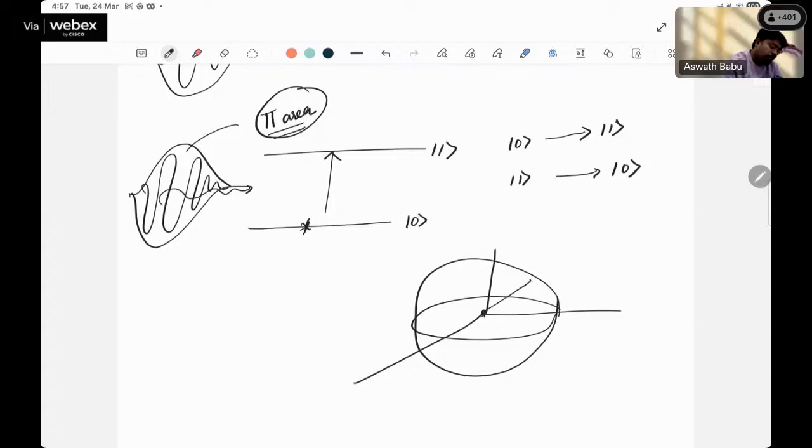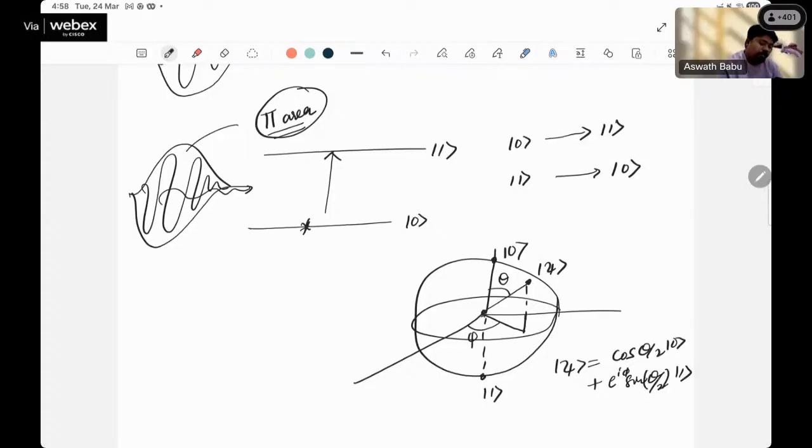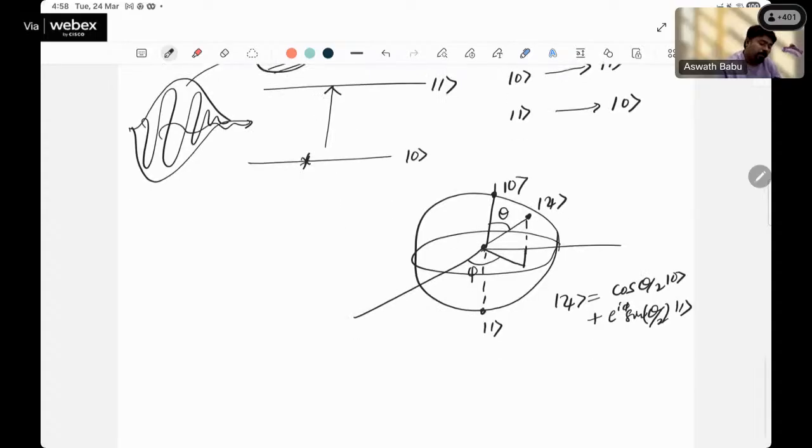this is a Bloch sphere for you. At any given point, any point on the surface will make an angle theta with the polar axis. So north pole is 0 ket, south pole is 1 ket, and quantum state psi will make theta, sorry, phi angle with the x axis. Quantum state is usually represented as cos theta by 2, 0 ket, plus exponential i phi sin theta by 2, 1 ket. This is how a quantum state is represented.